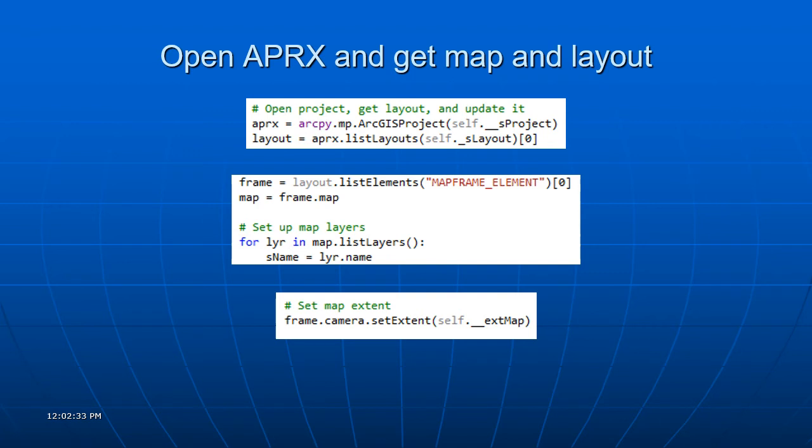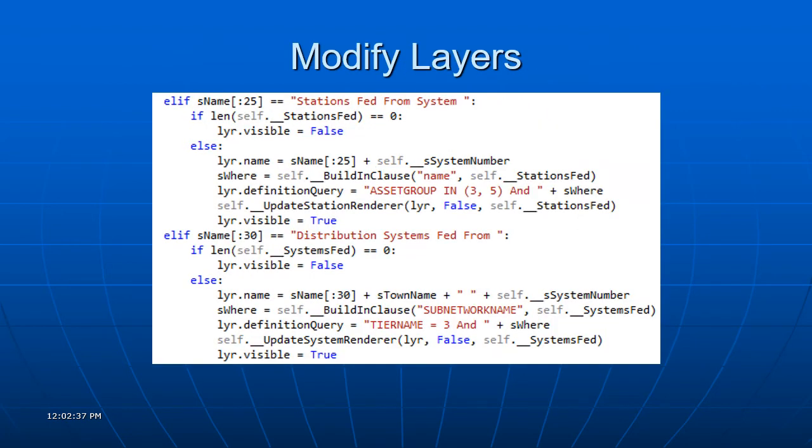Now that I have gathered the information that I need for the map, I can open the APRX and modify the map in Layout. Note that I set the map extent via the map frame. In ArcMap, I used layer descriptions to identify them for the script. That's a little more complex in Pro because descriptions are in metadata. So instead, for this example, I use a substring of the layer name itself. For these two layers, note that I modify the visibility, the definition query, and the renderer.